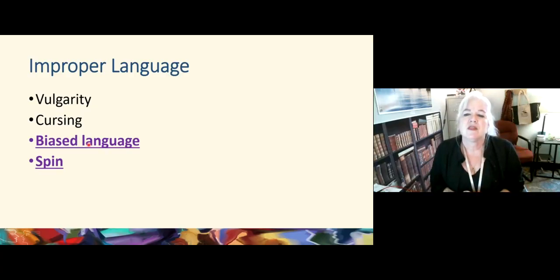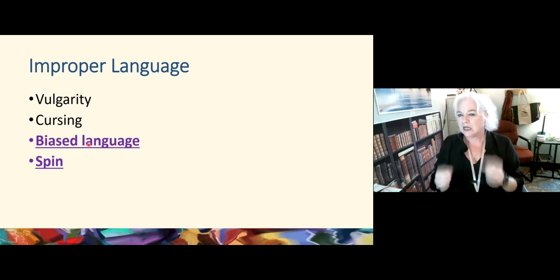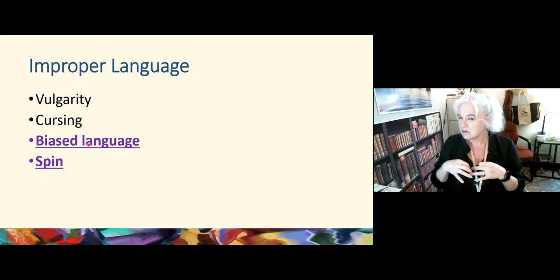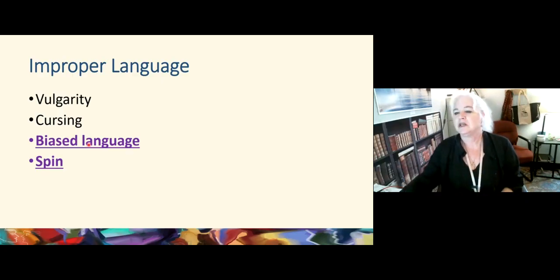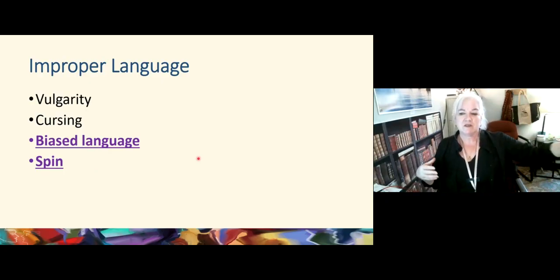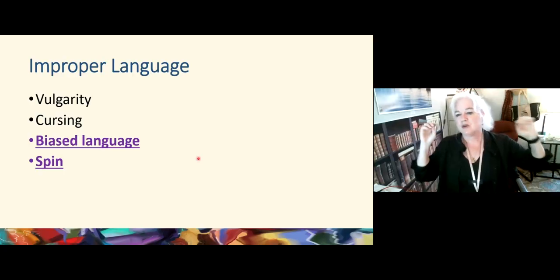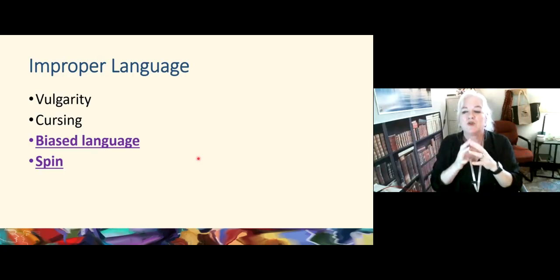Have you ever noticed that cursing and vulgarity is usually related to bodily functions? I wonder why that is. You might want to do some research on that. And then biased language is language showing preference in favor of a certain point of view, showing prejudice. Okay, we try not to use biased language.